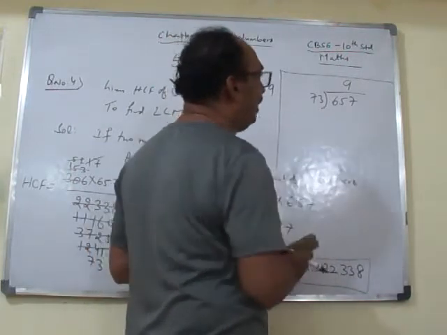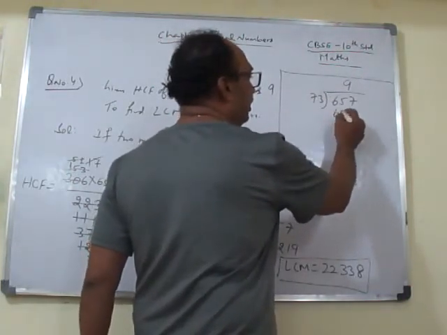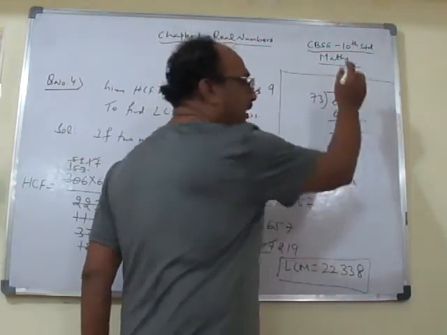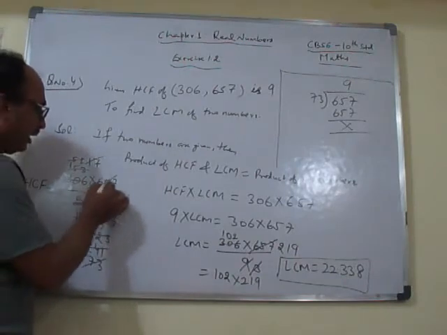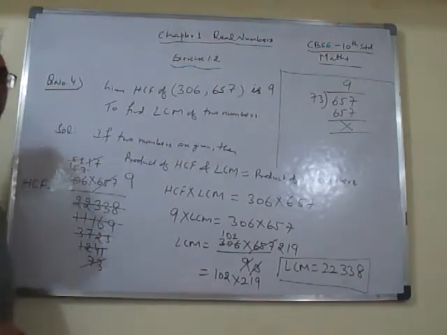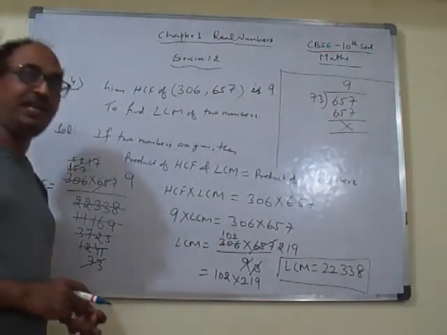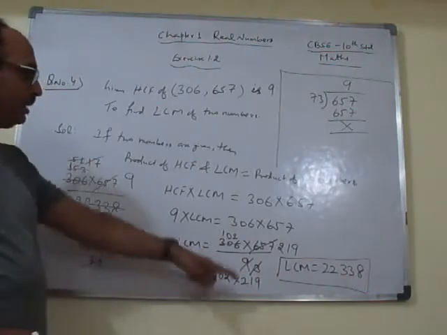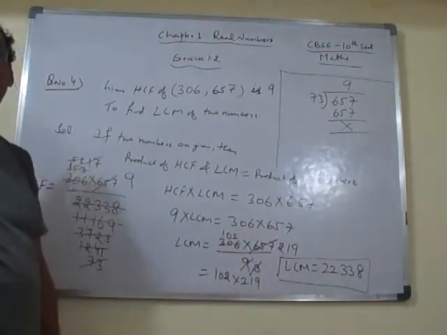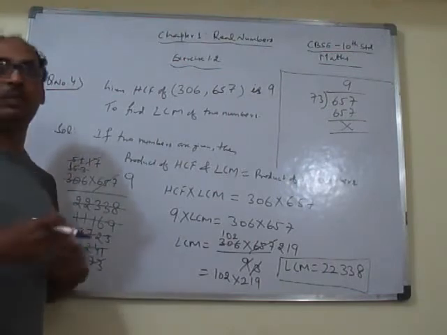This is one method, another one. 9, 3, 27, 2, 9, 7 are 63, 65. Cancelled completely. It means this 73 has cancelled and we have got 9. So now HCF has become 9. HCF has become 9. It means our LCM is correct. So in this way we can check our answer in the examination.